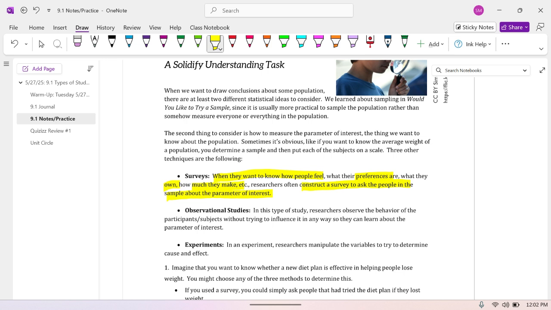I'll give you a hint. They take it every 10 years. Population survey? The census. Is that not what that is? The population survey? Kind of, yeah.